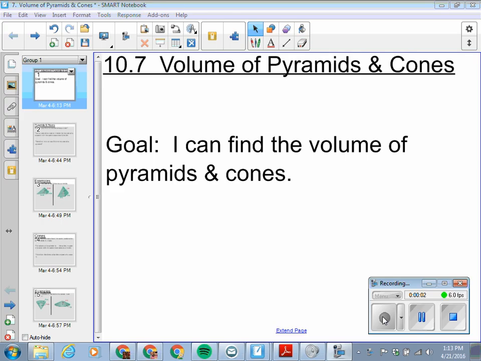Today's lesson is over the volume of pyramids and cones, and the goal is to be able to find the volume of pyramids and cones. Just like the previous volume lesson, I think you'll find this one a little bit easier than surface area. It's less steps to do, so hopefully you agree.